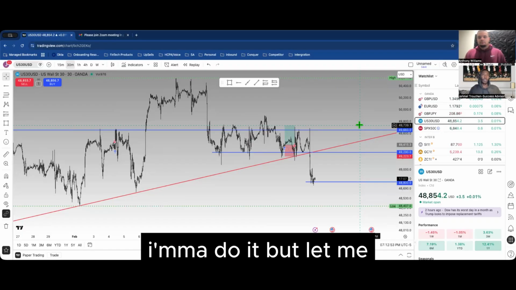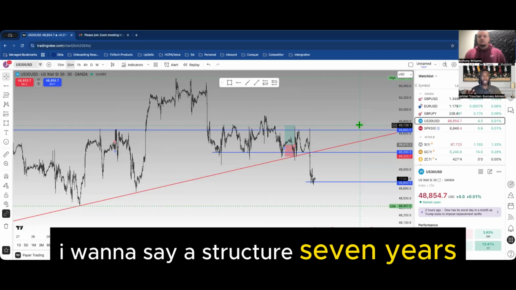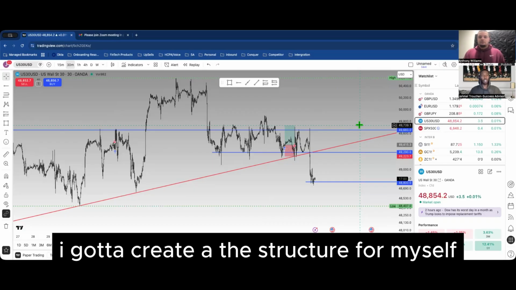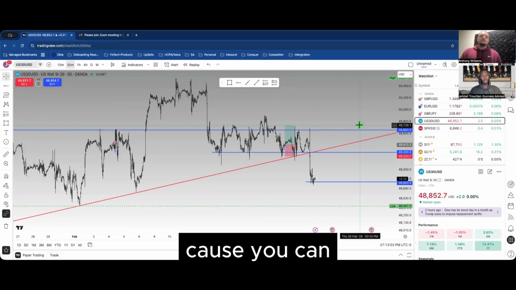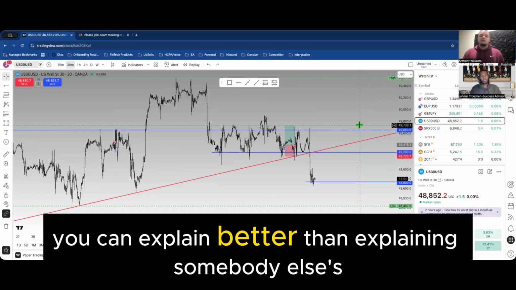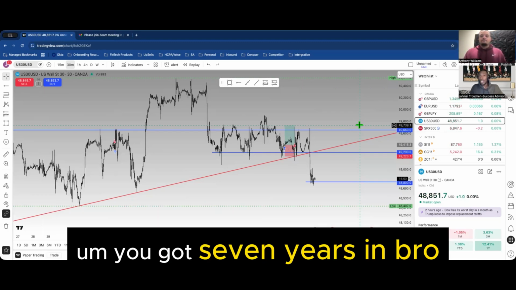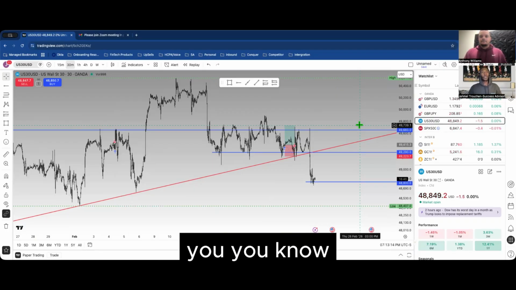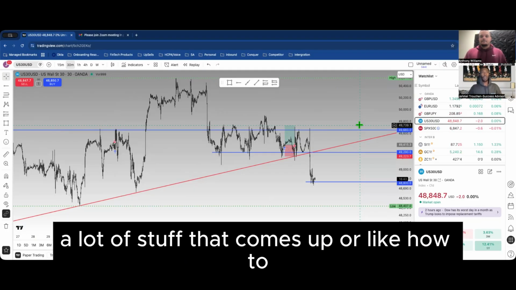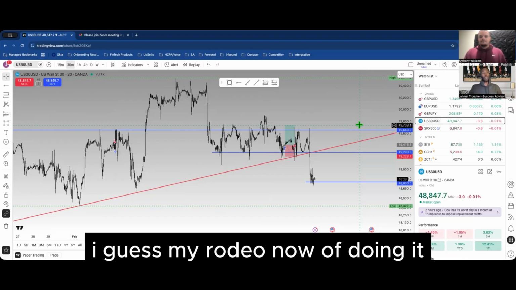I think I'm gonna do it, but I gotta create a structure first, a plan of my own. Yeah, it makes more sense to do it that way because you can explain your own better than explaining somebody else's. You got 7 years in, bro. You've seen a lot. You know a lot of stuff that comes up and how to navigate it. So this is just, I guess, my rodeo now of doing it.